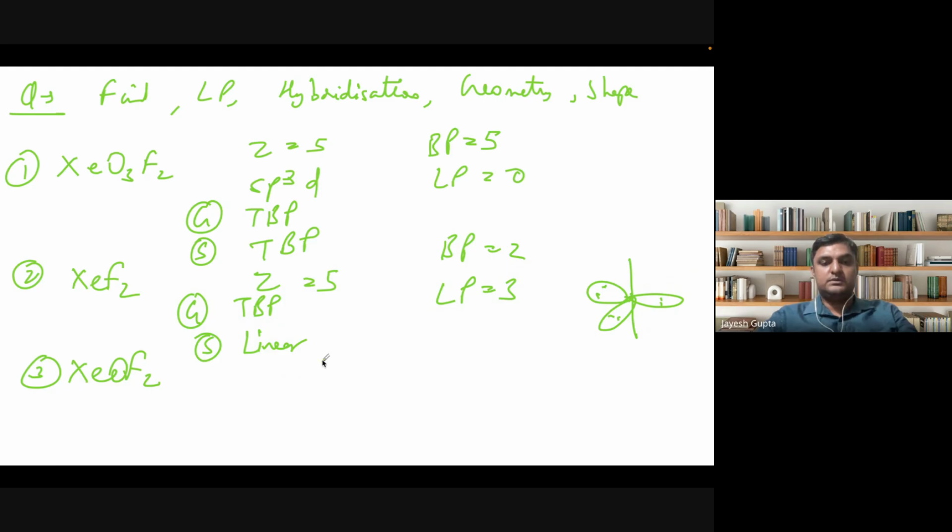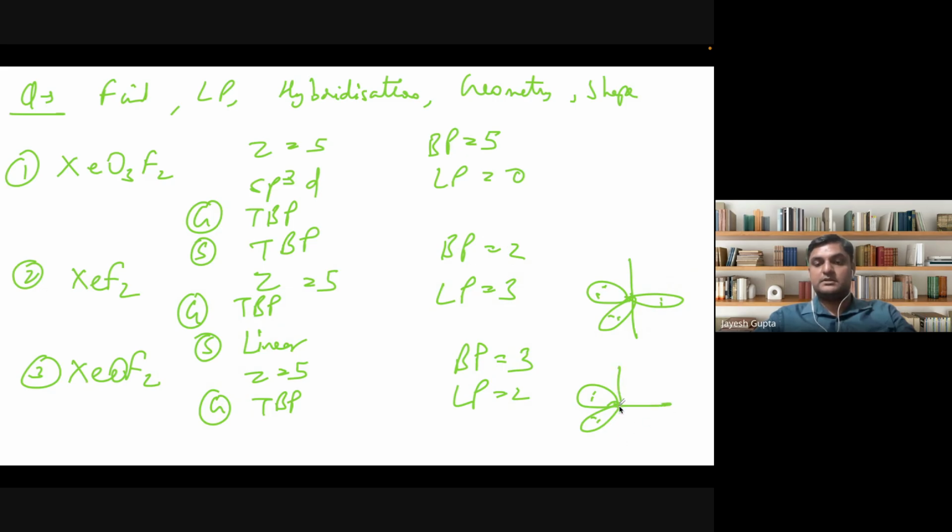Now XeOF2. Again 8 electrons. 2 electrons gone with the oxygen double bond, and 2 electrons gone with the single bond to fluorine. So 4 electrons gone, and 4 electrons remain as lone pairs. So lone pairs will be 2, bond pairs you have 3, Z is 5. Geometry is TBP. So the 2 lone pairs you can keep like this, and the third is a bond pair. So you can see the shape you get is T-shaped.